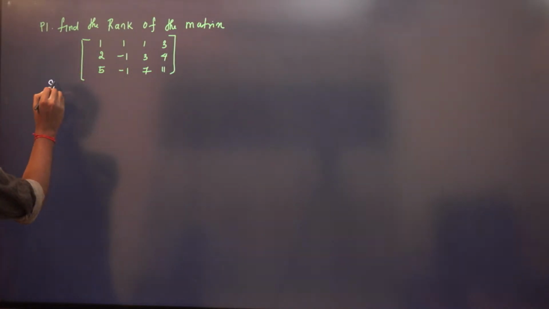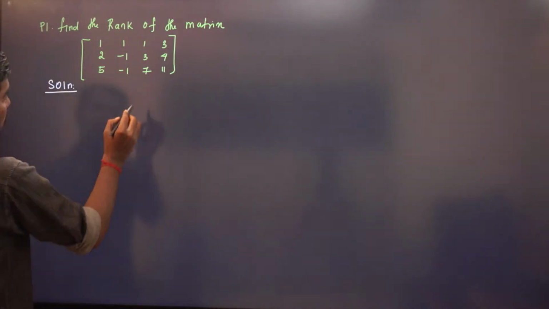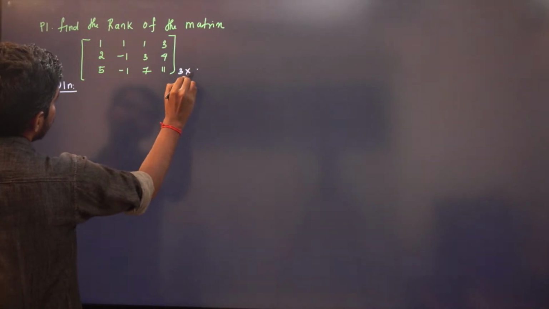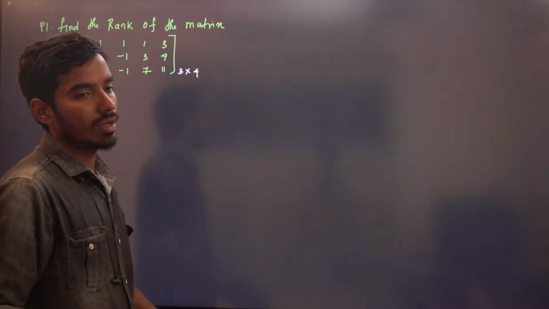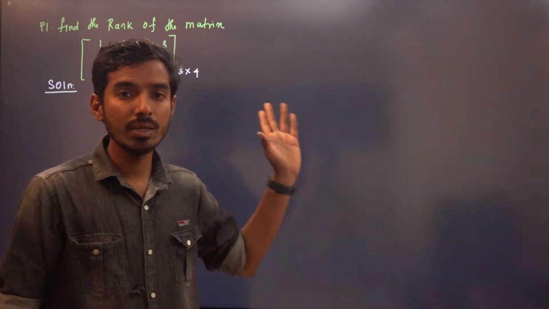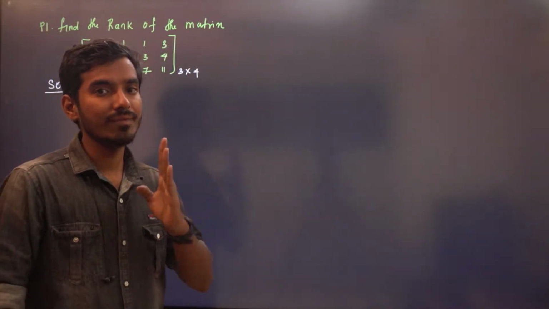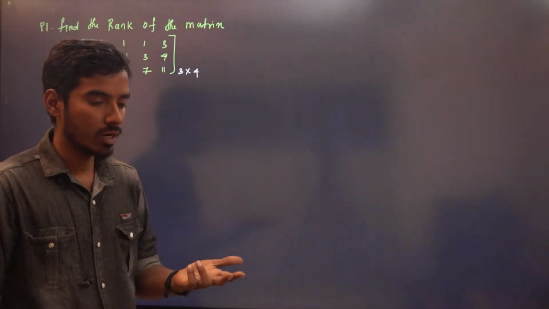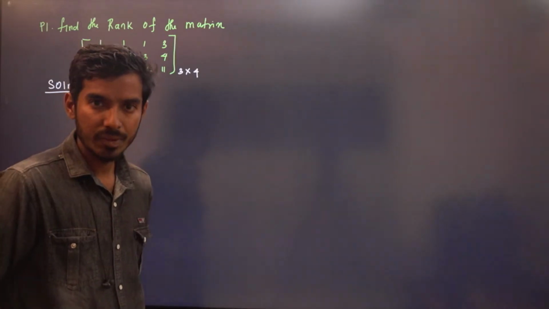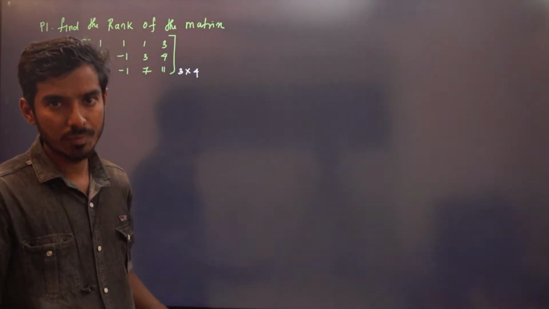So here, rank is always less than or equal to how many rows it has? It has 3 rows and it has 4 columns. So the rank will always be less than or equal to 3 because the minimum of 3 comma 4 is 3. It can be 1, it can be 2, it can be 3. It will be 0 only for a zero matrix, but this is not a zero matrix.